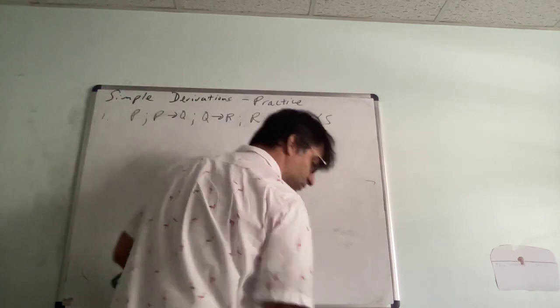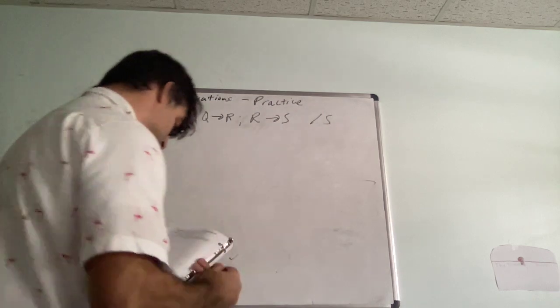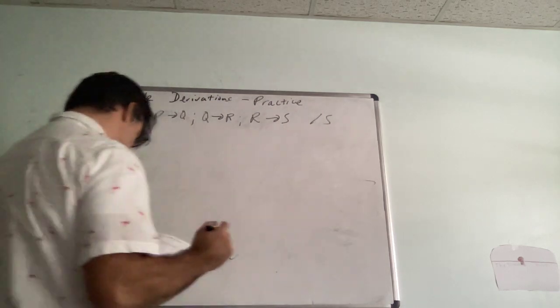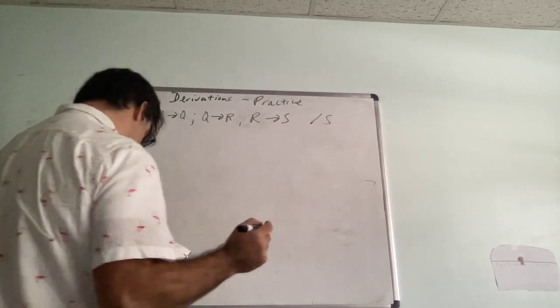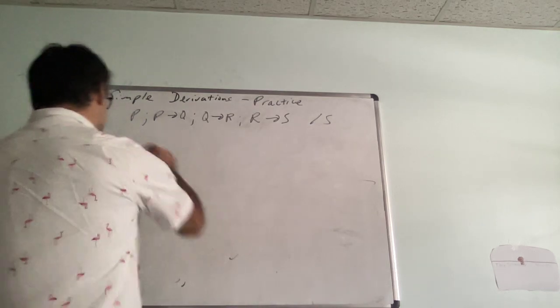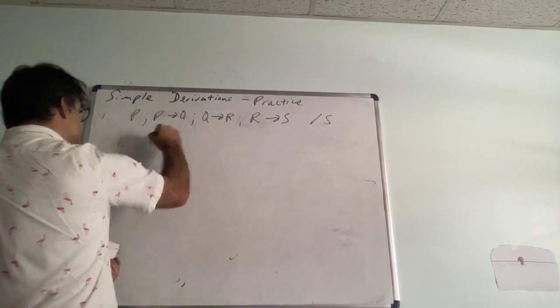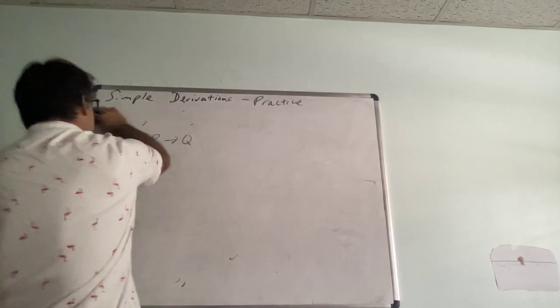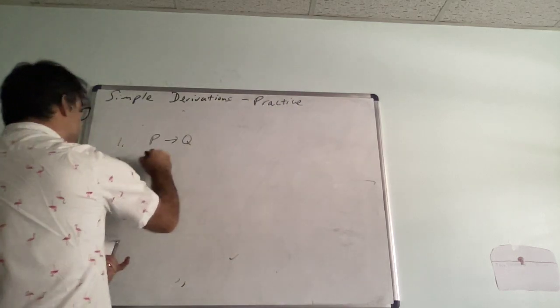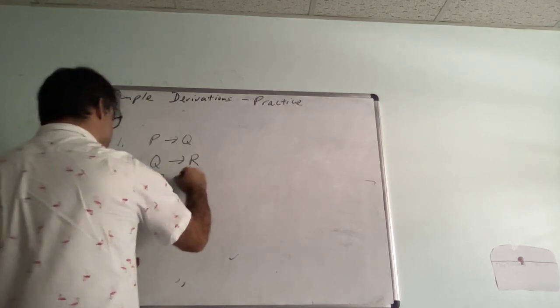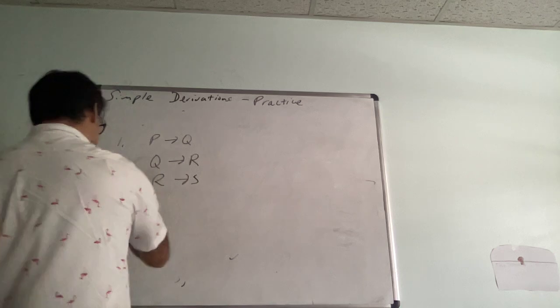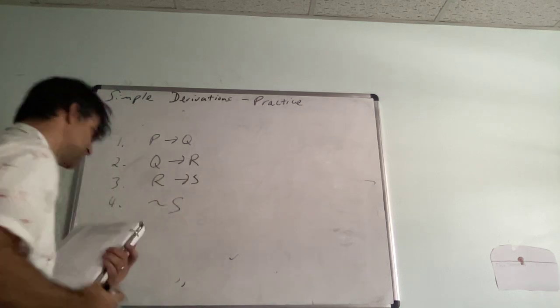Let's do number 2. That does this, but with some modus tollens. Right, here we go. We have the same conditional statements. I'm going to erase this so we're not confused. P arrow Q, Q arrow R, R arrow S. But now we've got a fourth premise, not S.